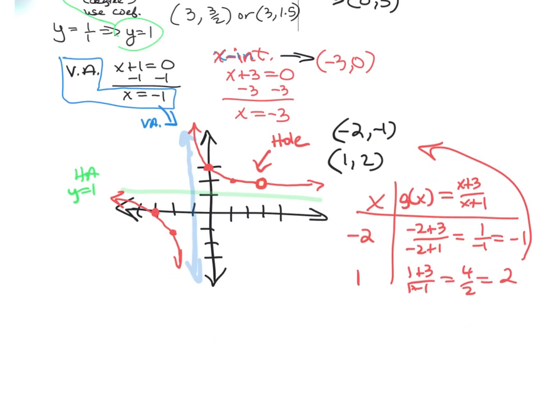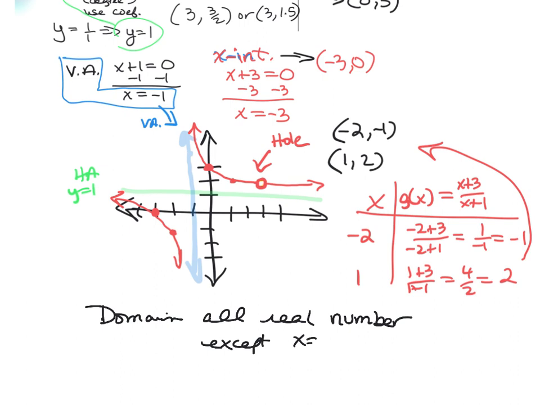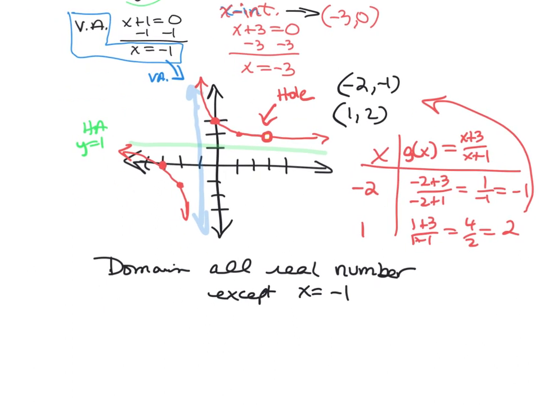The domain for this function is going to be all real numbers except when x equals -1. In interval notation, this is going to be from -infinity up to -1, union with -1 to infinity. Now, anytime you want to do other points, you don't have to come up with the exact same ones that I did.